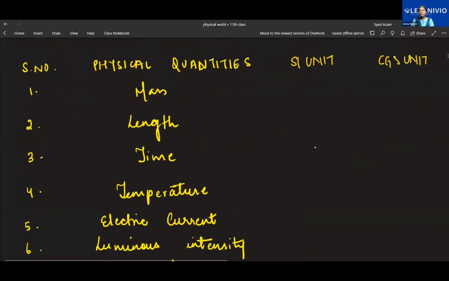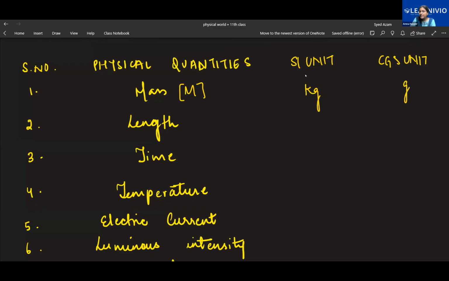Among the seven fundamental quantities, the first quantity is mass. It will be represented with the help of capital M, and brackets will be put like this. Remember the SI unit and CGS unit properly. For a few quantities, definitely remember them. I'll tell you what all things you should memorize and what all things you can skip. It's just the starting. The SI unit for mass is kg and the CGS unit is gram.